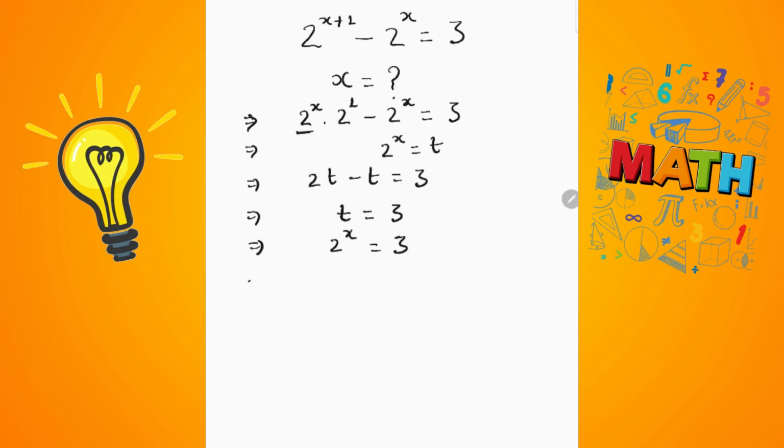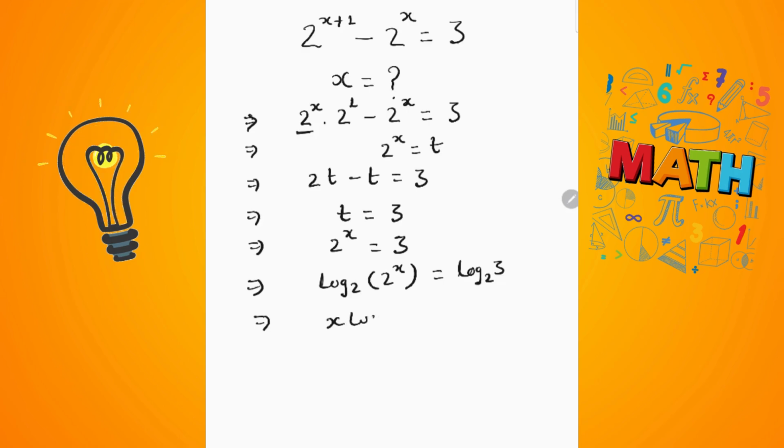We need to find the value of x, so we have to take a log on both the sides on base 2. So what will happen is, take a log base 2, 2 to the power x, and log base 2, 3. What will happen with this?